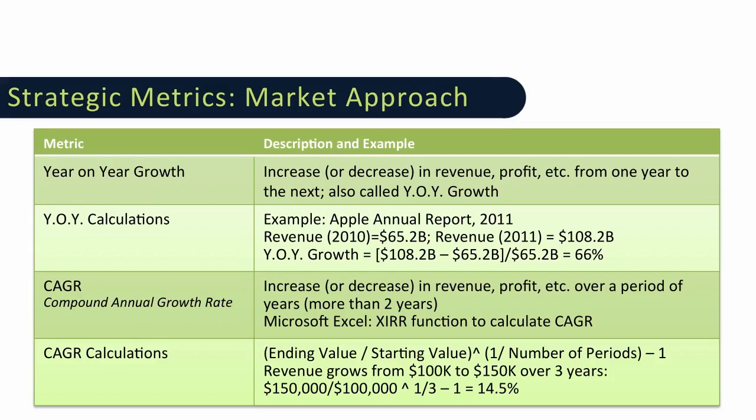For example, if we started with $100,000 in revenue and ended 3 years later with $150,000 in revenue, we would calculate the 3-year CAGR as 150,000 divided by 100,000, taken to the 1/3 power, and then subtract 1 to get 14.5%. If this appears complicated, don't worry. Microsoft Excel provides a function called XIRR, which automates this calculation in spreadsheets.